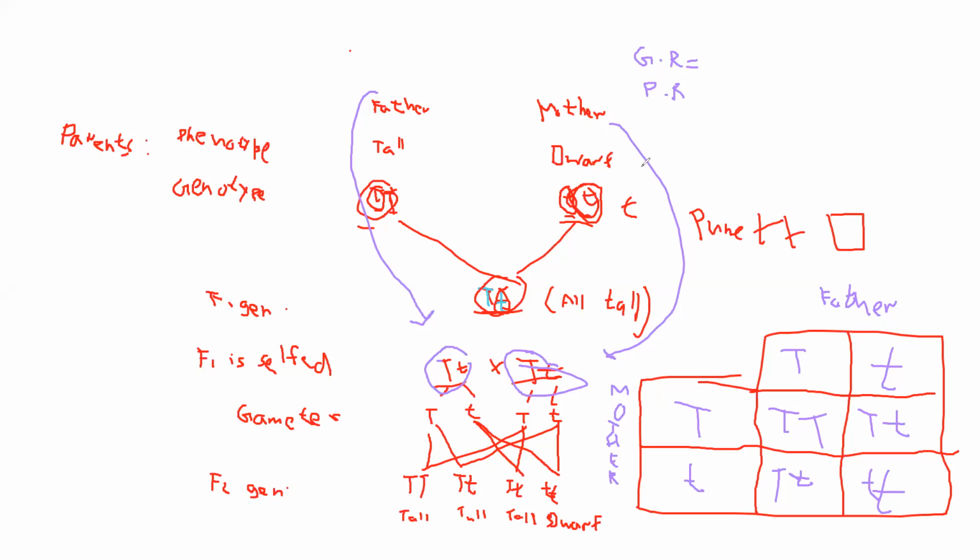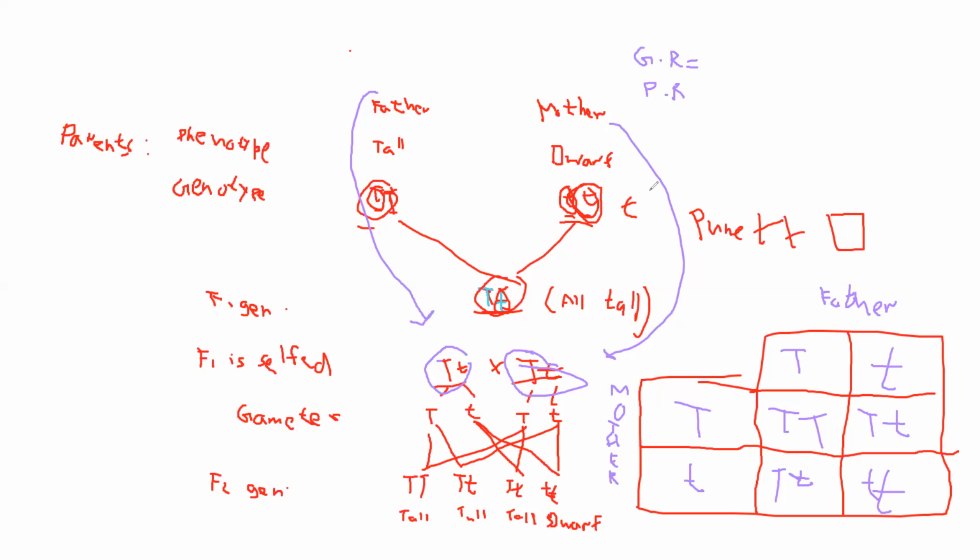Can anyone tell what would be the genotypic ratio? You can take a guess what the genotypic ratio would be in this case, the F2 generation. Anyone know? Okay, we didn't discuss this, so I'll just quickly tell it.